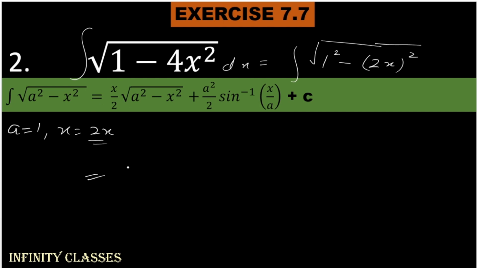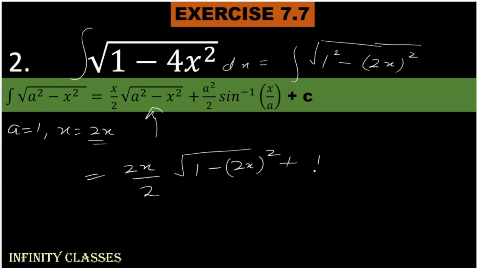So let's start how we'll do. In the identity we'll replace x with 2x and a with 1. We will replace this 1, and x with again 2x. a square means 1 square, upon 2 sine inverse of 2x, and a is 1, plus c. But we will divide the whole thing by 1 upon 2 because the coefficient of x is 2.